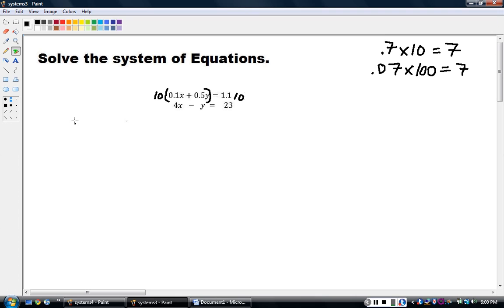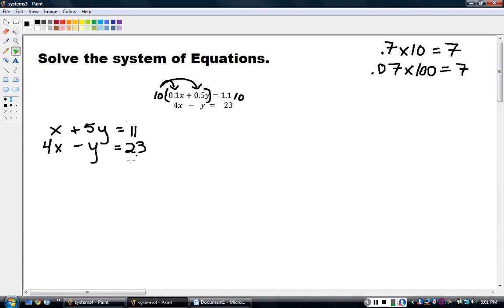So it's both sides by 10. I'm going to rewrite what I get. Distribute this 10. 10 times 0.1x is 1x, or x. 10 times 0.5y is 5y. And 1.1 times 10 is 11. Okay, and now I don't have decimals anymore. I'm going to rewrite my second equation and take it from there.